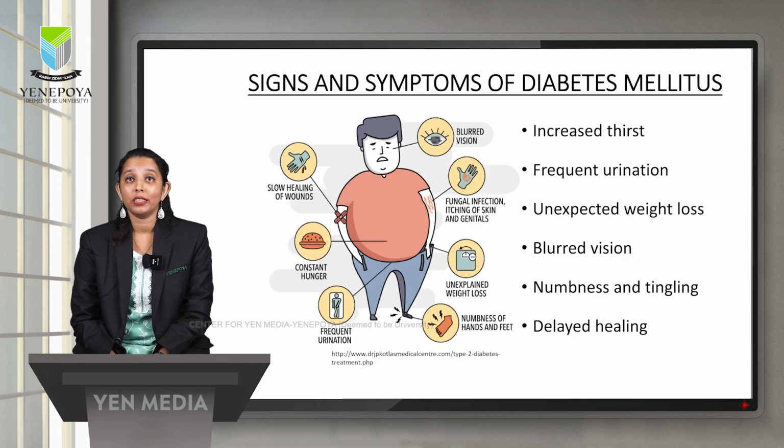So there are some signs and symptoms of diabetes mellitus. So when an individual is affected with diabetes, some of the most common symptoms can occur, such as increased thirst, frequent urination, unexpected weight loss, blurred vision, numbness and tingling, and delayed wound healing. So let's go in detail about the signs and symptoms of diabetes mellitus.